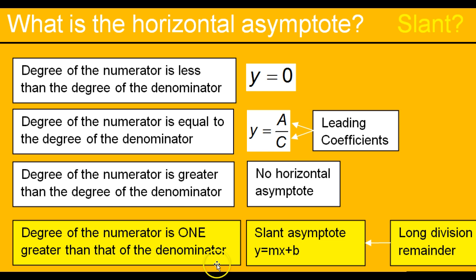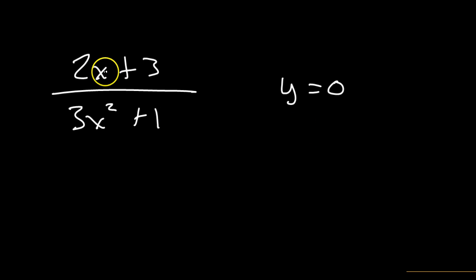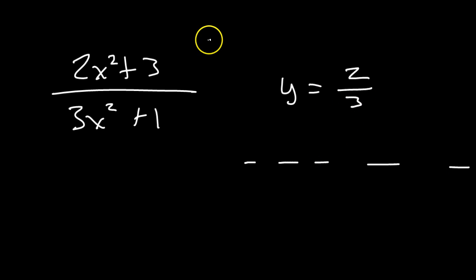On the other hand, if the degree of the numerator is equal to the denominator, then you have a horizontal asymptote at y equals a over c, the leading coefficients. So in other words, say if this was also x squared. Now the degrees are the same, so now the horizontal asymptote is y equals 2 over 3. So you have a horizontal line 2/3 of a square up.